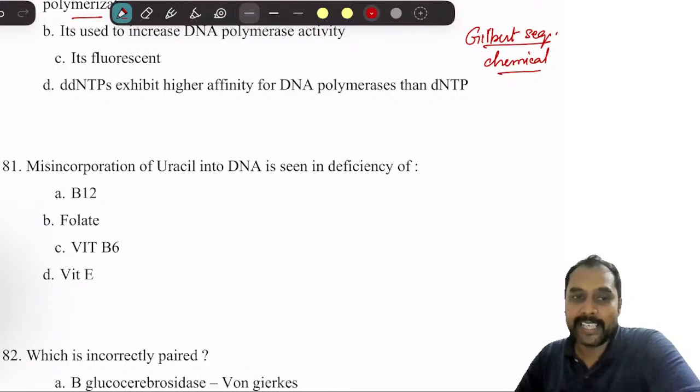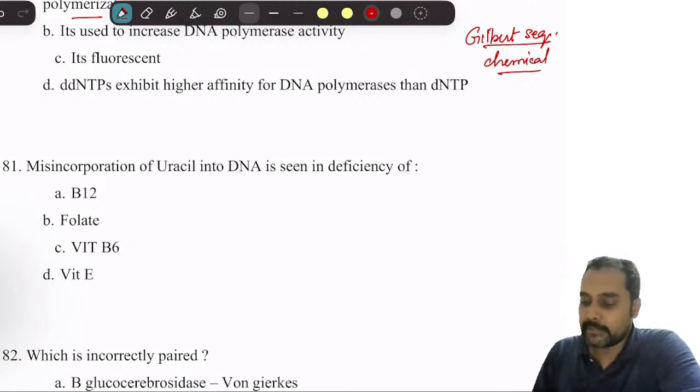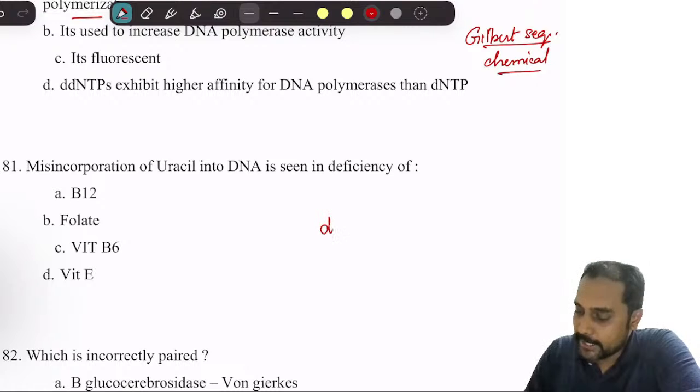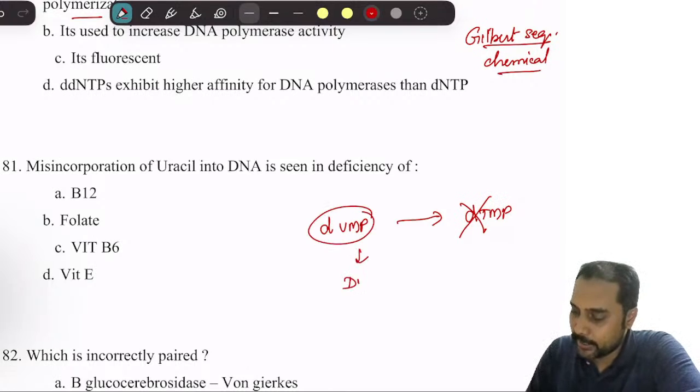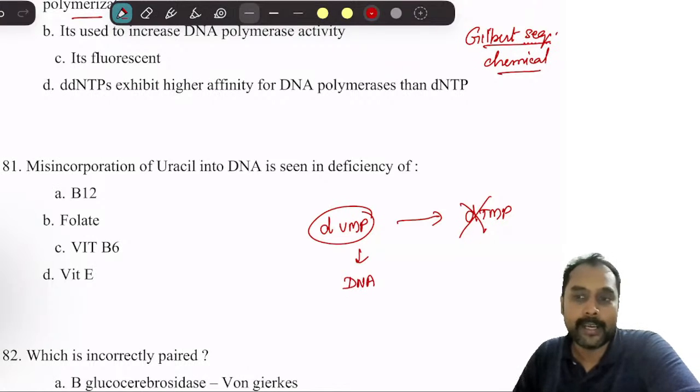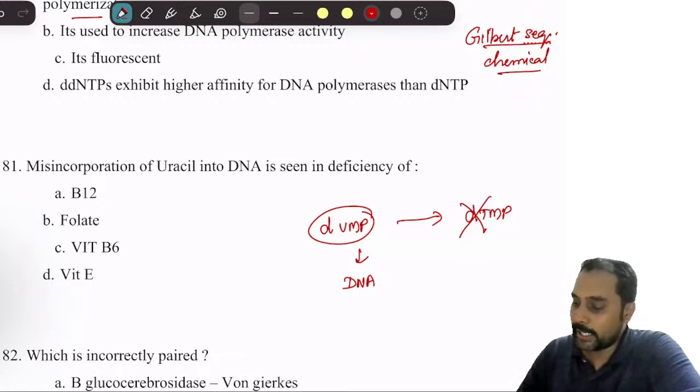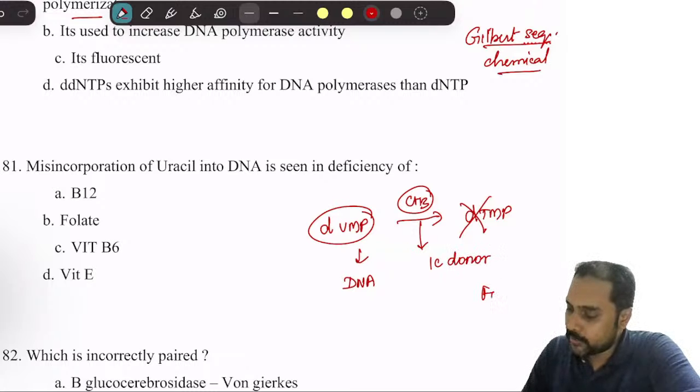Now, misincorporation of uracil into DNA is seen in deficiency of. So, what exactly is this question asking? It is asking you about the conversion of dUMP to dTMP. So, this reaction is not happening. So, uracil is entering into the DNA. So, what could be the deficient factor? For this reaction to occur, you need to add a methyl group. Who is the methyl or 1-carbon donor? The 1-carbon donor is folate.